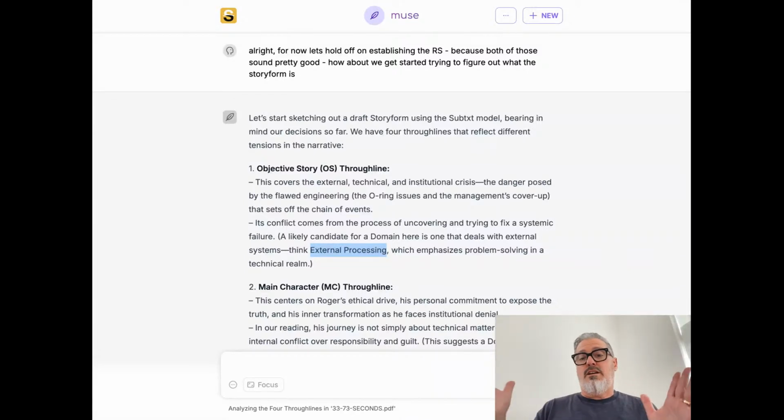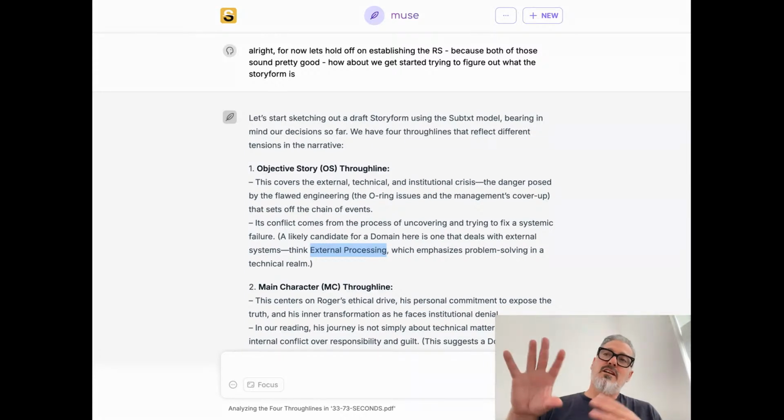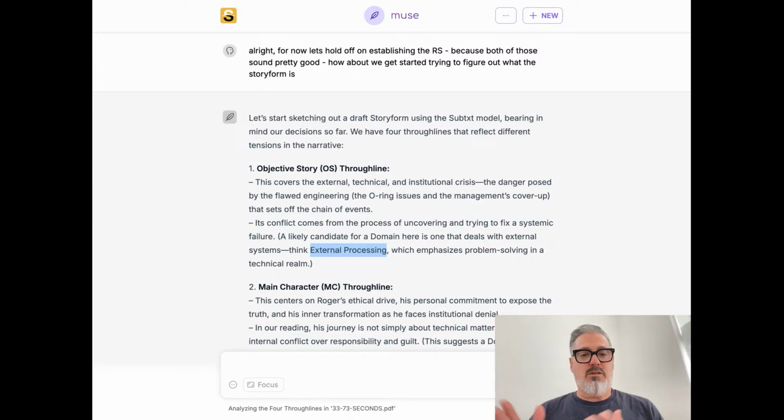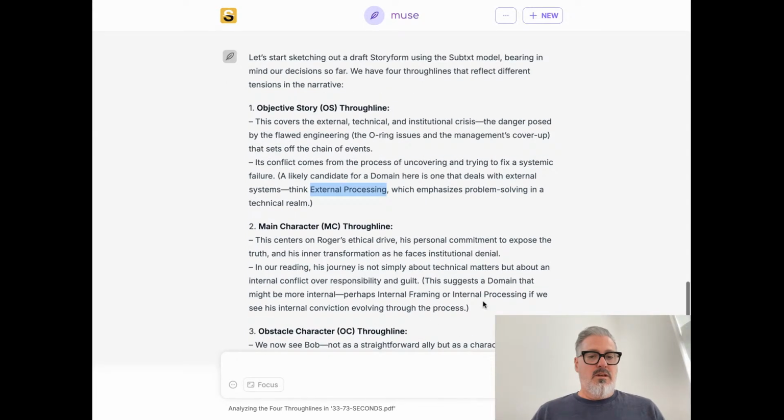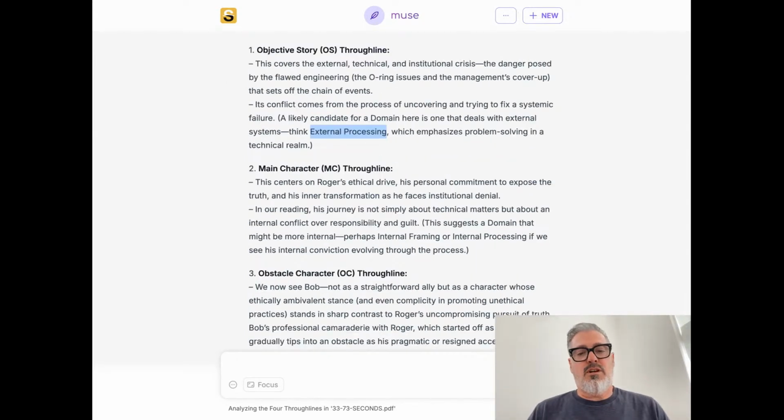So it looked at the entire screenplay and said, okay, seems like external processing is where most of it is, which is perfect. So that's good. If you're coming from Dramatica, that would be the OS would be in the physics domain. Main character throughline. This centers on Roger's ethical drive, his personal commitment to expose the truth. In our reading, his journey is not simply about technical matters, but about an internal conflict over responsibility and guilt.